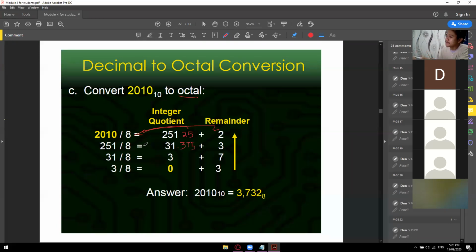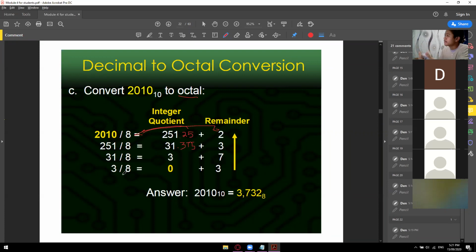Okay, so 0.375 times 8 is 3. So that's how you've got your remainder. And then 31 divided by 8 is 3 lang, of course. So 8, 16, 24. So pwede nyo nang i-manual to actually. So 31 minus 24 is 7. Okay, or kung gusto nyo gamitin calculator, okay lang din naman.